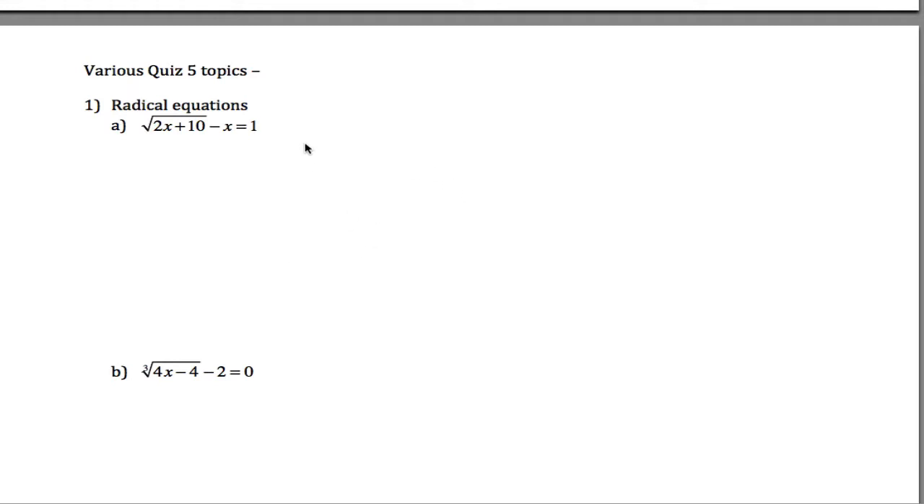So the first type of problem as I see it are what are called radical equations. You recognize radical equations, they're the ones with radicals in them, square root signs, cubed root signs, that kind of stuff. The key to radical equations is to always check your answer. Always check answers.